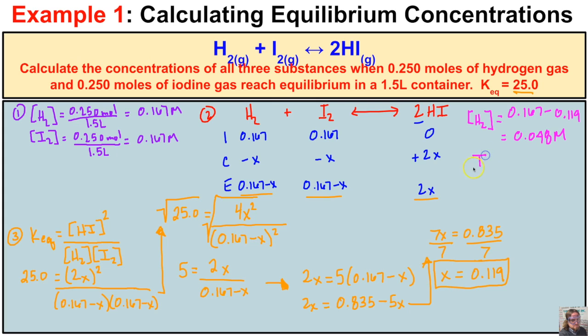So iodine concentration at equilibrium is also going to be 0.048 moles per liter. And to figure out our HI gas concentration, we're going to take 2 times x. So 2 times 0.119, and we're going to end up with 0.238.